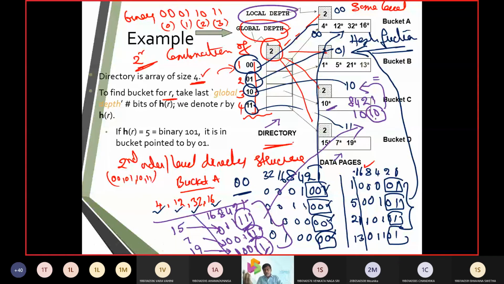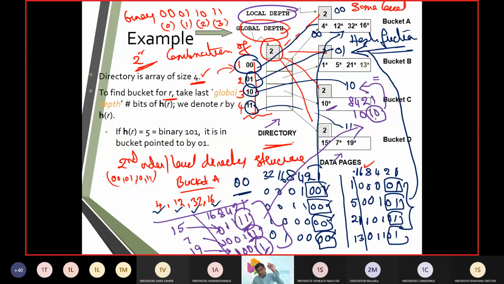So 15 is placed in the fourth bucket. 19 is put in the fourth bucket. There is no ambiguity. The ambiguity was the last two entities, the local depth entities, it was positioning to 1, 1. Therefore, when we compute a hash function, the last two digits are verified. If they are going to be common, that element is pushed into that bucket.